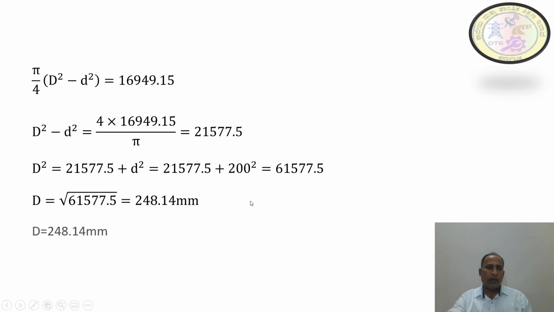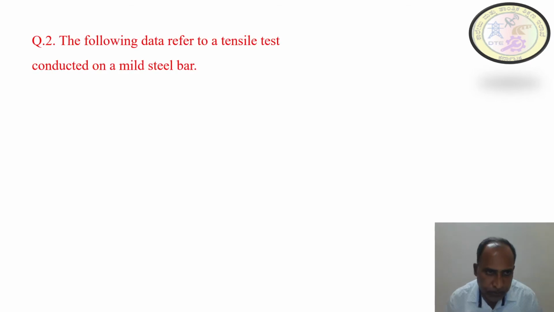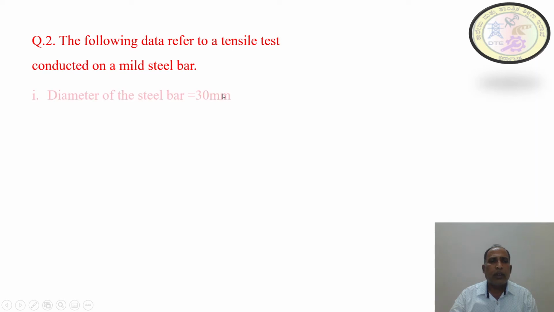So therefore, the external diameter of the hollow bar is 248.14 mm. So the next problem is on the stress strain diagram. The following data refer to a tensile test conducted on a mild steel bar.